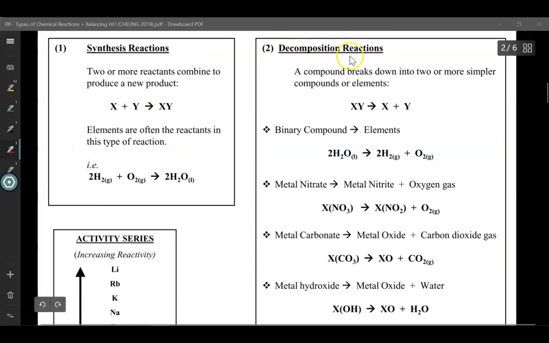Now the next pattern we're looking at is called decomposition reactions. They are the exact opposite of synthesis. While synthesis builds into a bigger compound, decomposition takes a big compound and breaks it down to smaller elements. But let's start with the easy one first.